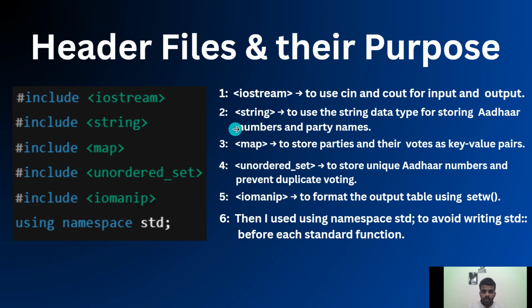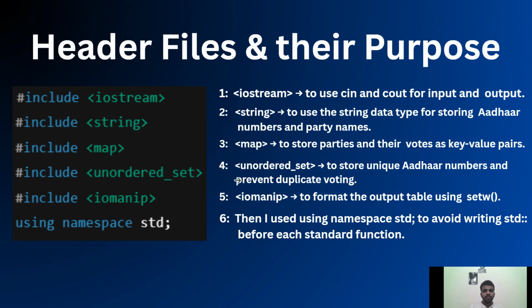Here are the purposes of the libraries. The iostream library is used for cin and cout for input and output. The string library is used for the string data type for storing Aadhaar numbers and party names. The third one is the map library to store parties and their votes as key-value pairs. And the fourth one is unordered_set to store unique Aadhaar numbers and prevent duplicate voting.